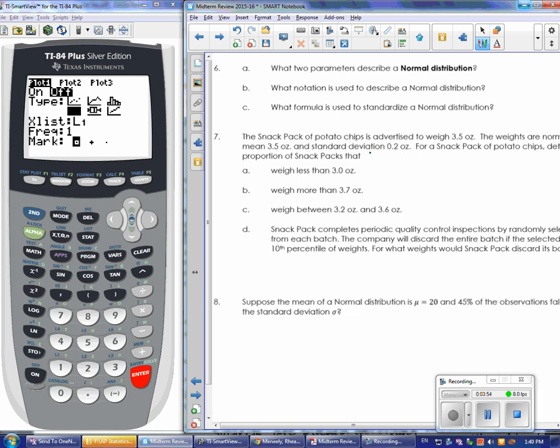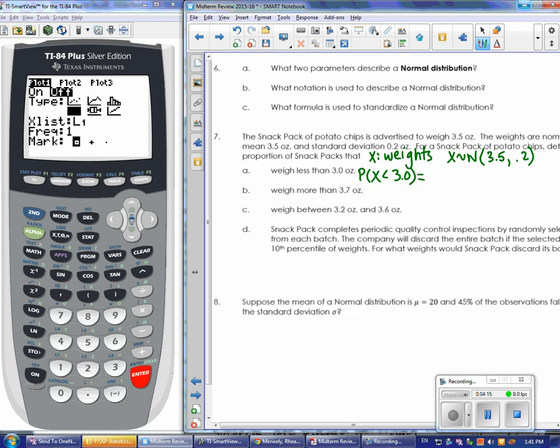I'm going to call X my weights. Remember, if this is a free response question, you want to make sure that you define your variable and then describe how it's distributed. So I know X is distributed normally with a mean of 3.5 and a standard deviation of 0.2. If I'm trying to find the proportion that weigh less than 3, I'm looking for the probability that X is less than 3.0.